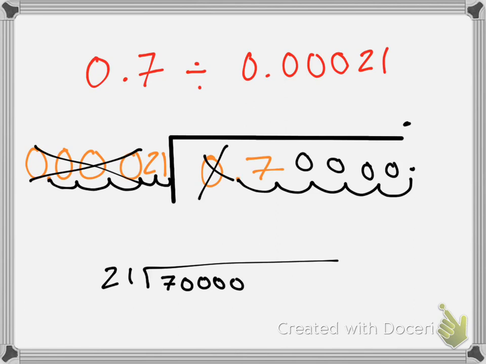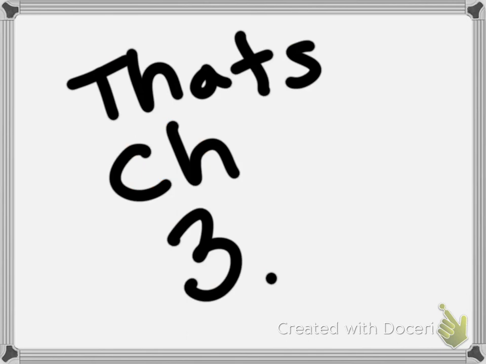Now, this becomes pretty easy. 21 goes into 7 0 times, goes into 70 3 times. That's, what, 63? That's 70. Oh, look, it's just going to repeat itself. 3, 3, 3, and then probably 0.3 forever and ever and ever. If I consult with my calculator buddy, it says I am indeed correct. So, and that's chapter 3, you guys.